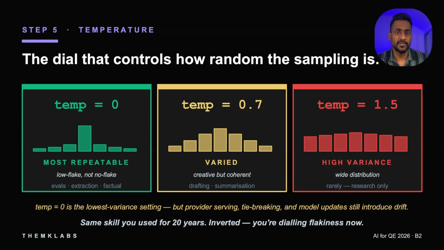And here's a mind shift, right? This is the same skill you have used for 20 years, just inverted. For two decades, you fought flakiness. Now you're the one dialing it up and down for repeatability. Same instinct, just the opposite direction. I hope that really makes sense.